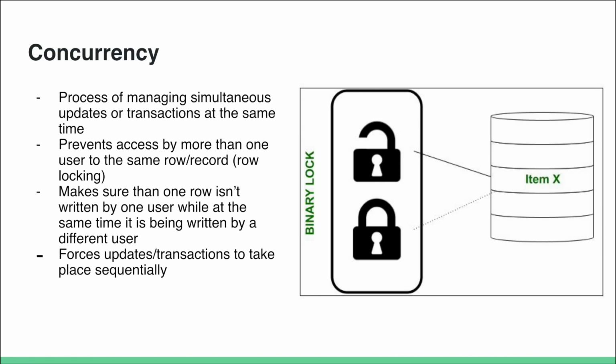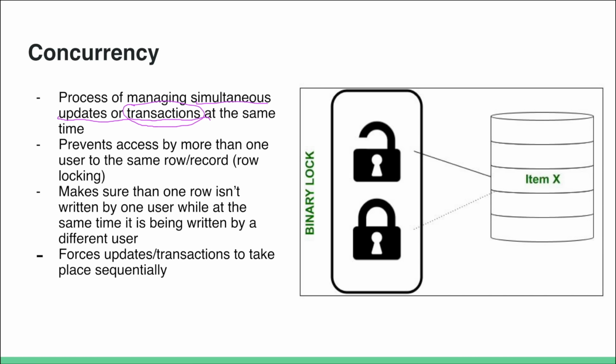Now concurrency is the process of managing simultaneous updates or transactions at the same time. As to what transactions are, we're going to go over that in the next couple of slides. But regardless, concurrency means we can have multiple people accessing our database at the same time and making changes to the database, or even to the same row.